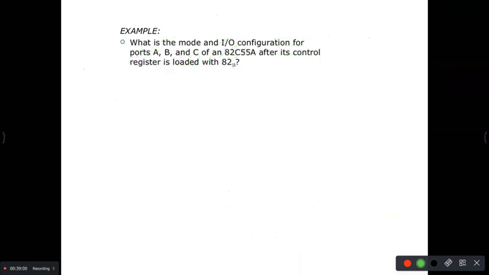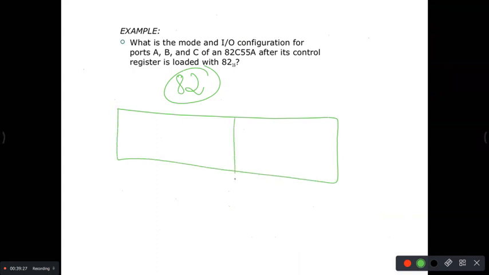Now, see here, this is an example. What is the mode and IO configuration of port A, port B, port C of an 8255 programmable peripheral interface, after its control register is loaded with 82? Can you tell me now? Just remember, can you write this control word in your book? Now you tell me what is the configuration. I will come to the format, don't worry. 82 means how much? This is your D7.